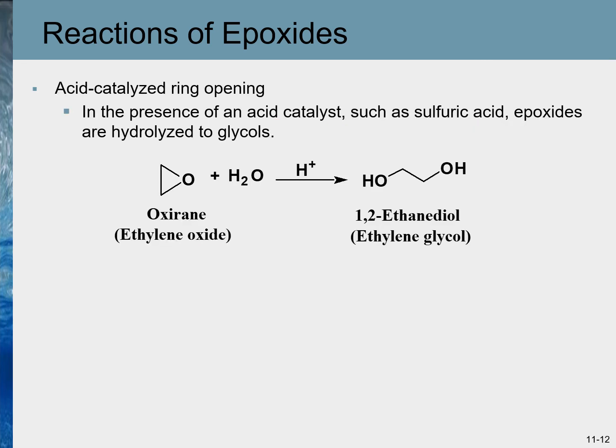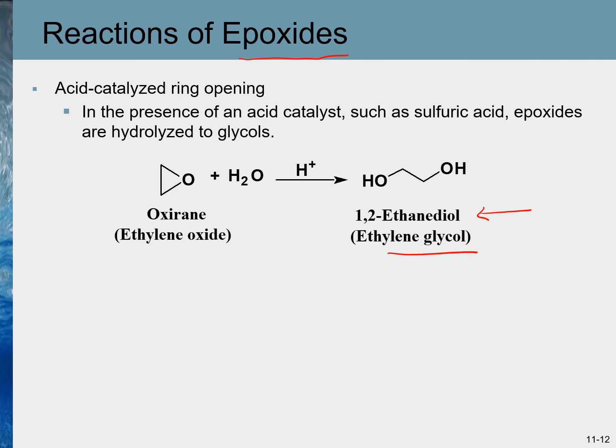One of the most common ring opening reactions of epoxide is the acid catalyzed ring opening by water. In the presence of any acid catalyst such as sulfuric acid or hydrochloric acid, epoxides react with water to form glycols. Glycol is a common name for diols in which the hydroxyl groups are present on adjacent carbons. So the IUPAC name of this glycol is 1,2-ethane diol.